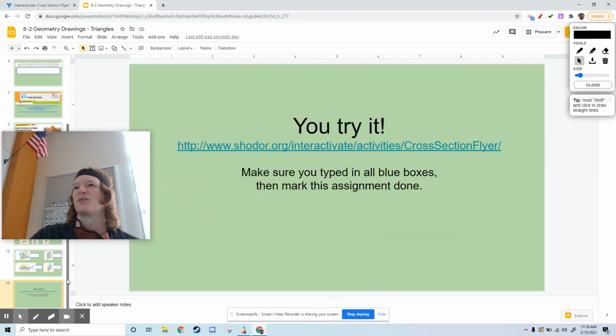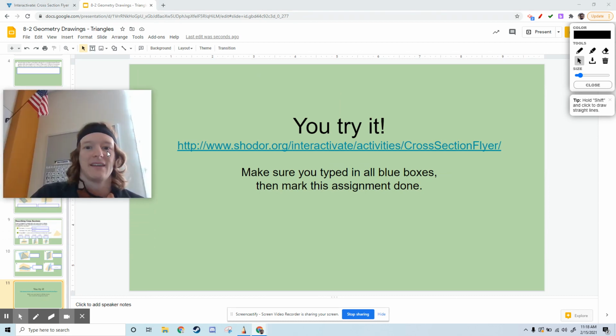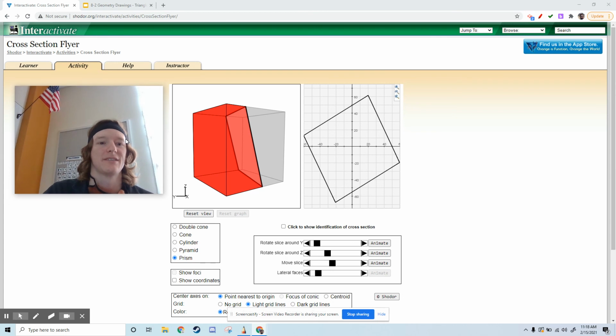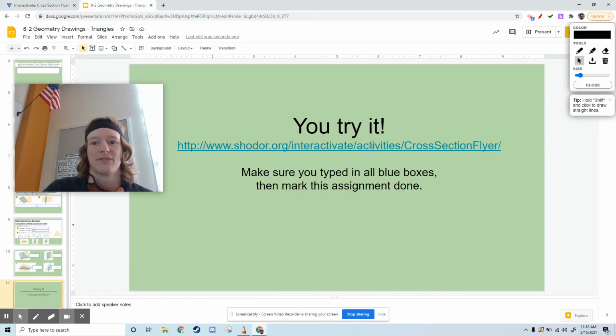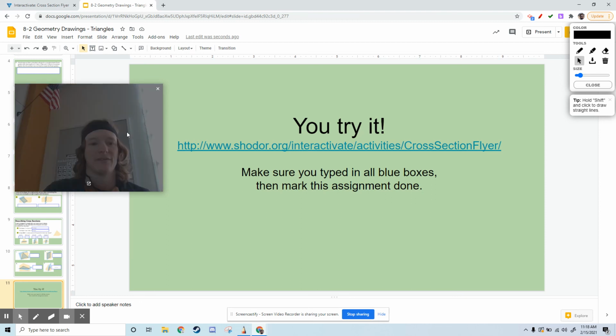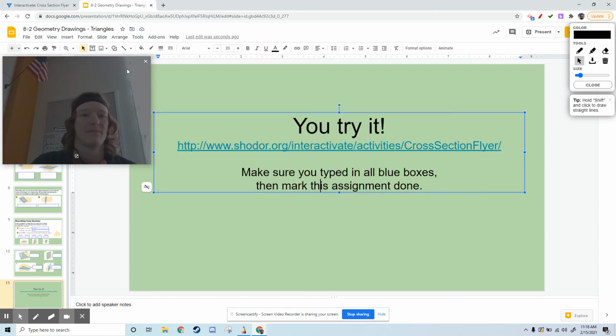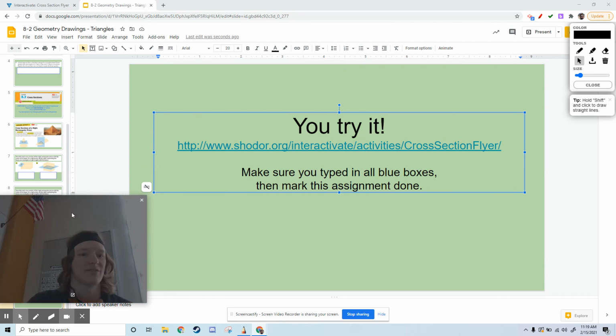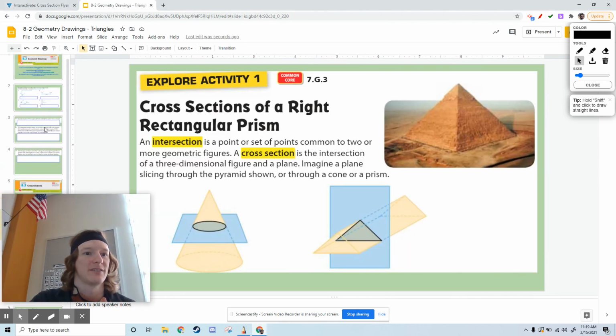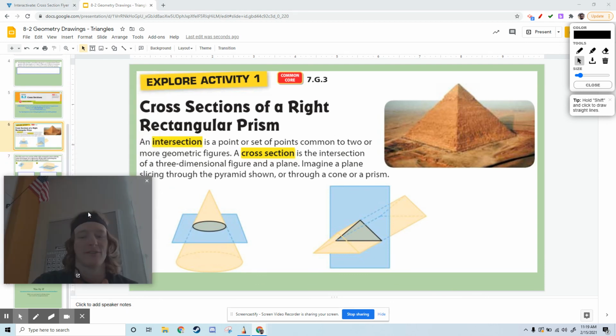On this last slide is a link to this cross-section interactive tool. I would like you to spend the rest of class, or a little bit of time, whatever your substitute says to do, and goof around with this tool. There's the link. Make sure you got all the blue boxes answered from this video and from the earlier video, and you are free to mark this as done.